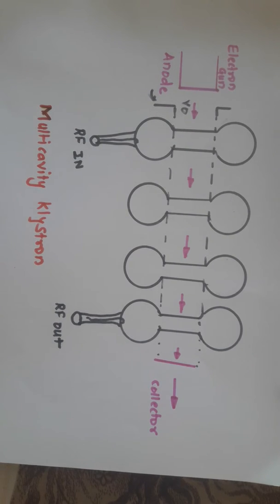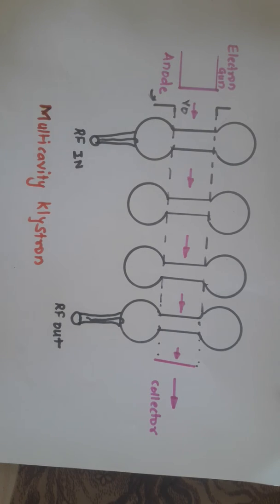Basically, why are we going to design such a multi-cavity klystron? Because the two-cavity klystron has a gain of 10 to 20 dB, right? And if we want to enhance that gain, we have to increase the number of cavities. A higher overall gain can be achieved by connecting several two-cavity tubes in cascade and feeding the output of each tube to the input of the succeeding one. So instead, multiple cavities can be used as in a multi-cavity klystron, as shown in the figure.